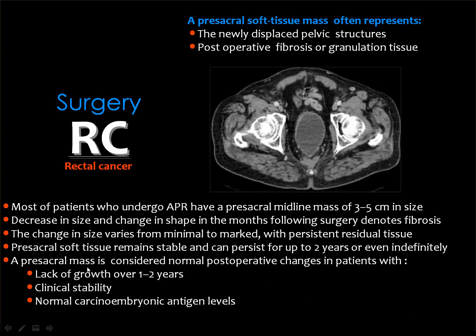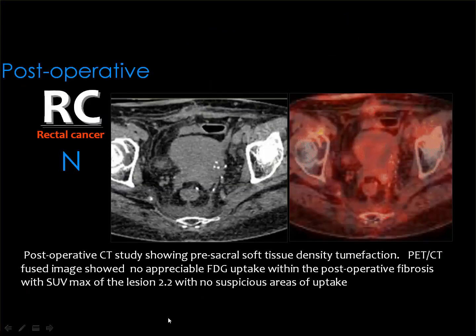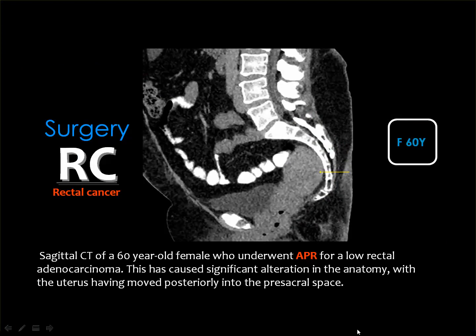A presacral mass is considered normal post-operative change in patients with lack of growth over 1 to 2 years, clinical stability, and normal carcinoembryonic antigen levels. Then, in the post-operative follow-up for abdominoperineal resection, frequently you see this presacral soft tissue lesion, which represents the post-operative changes, and on PET-CT you do not see any activity within the lesion.